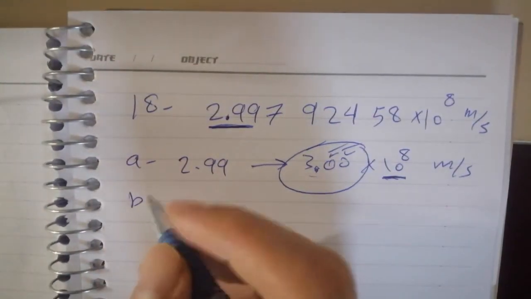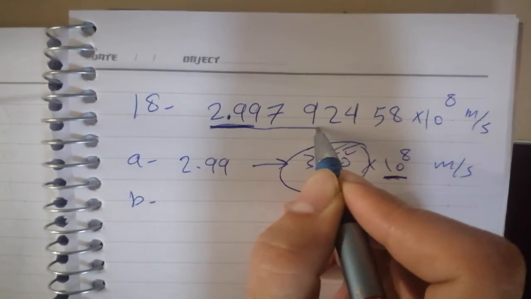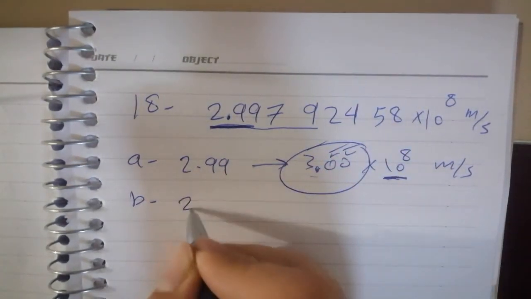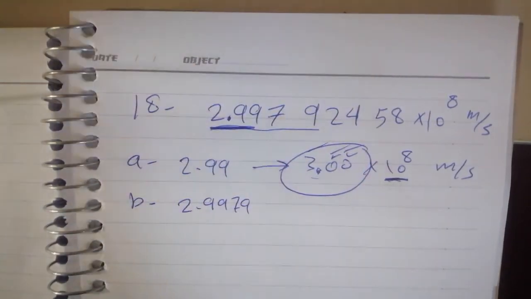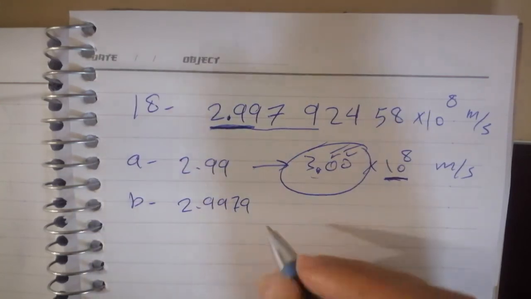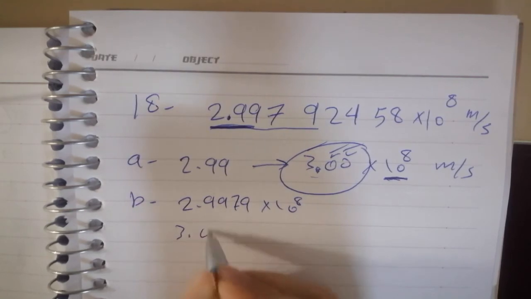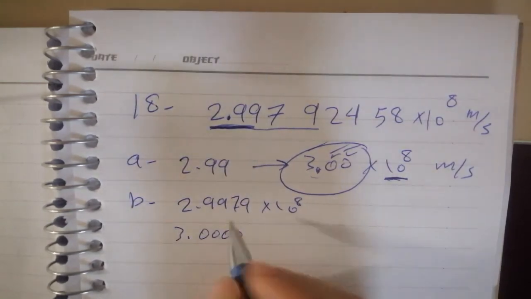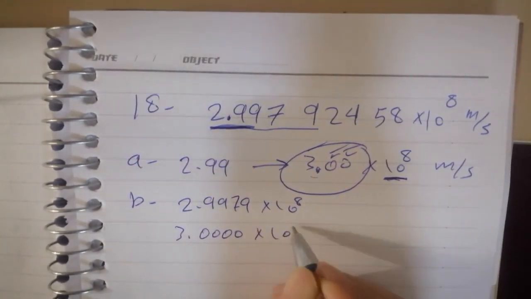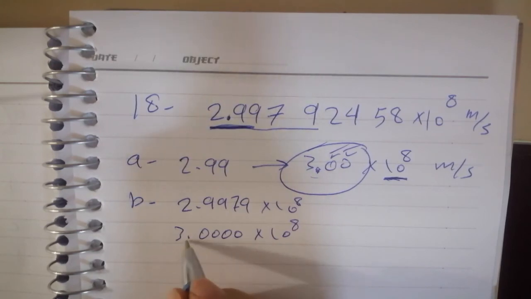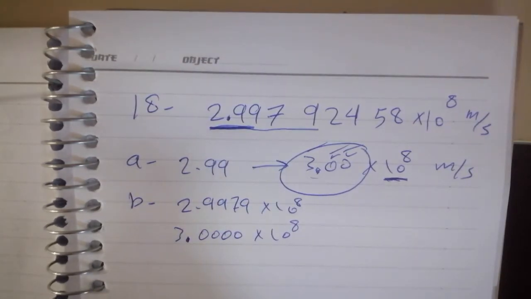B, it says change it with 5 significant figures. So I'll do the same thing, but this time I'll choose 5 numbers: 1, 2, 3, 4, 5. I'll write down 2.9979. That's 5 significant figures, again multiplied by 10 to the power 8. But I can write it in a better way. I can just write 3.0000, with 4 zeros, because those will add to the 3. So this is approximately 3 multiplied by 10 to the power 8, with 4 zeros after the decimal. Again, those zeros are significant figures because I have a decimal here.